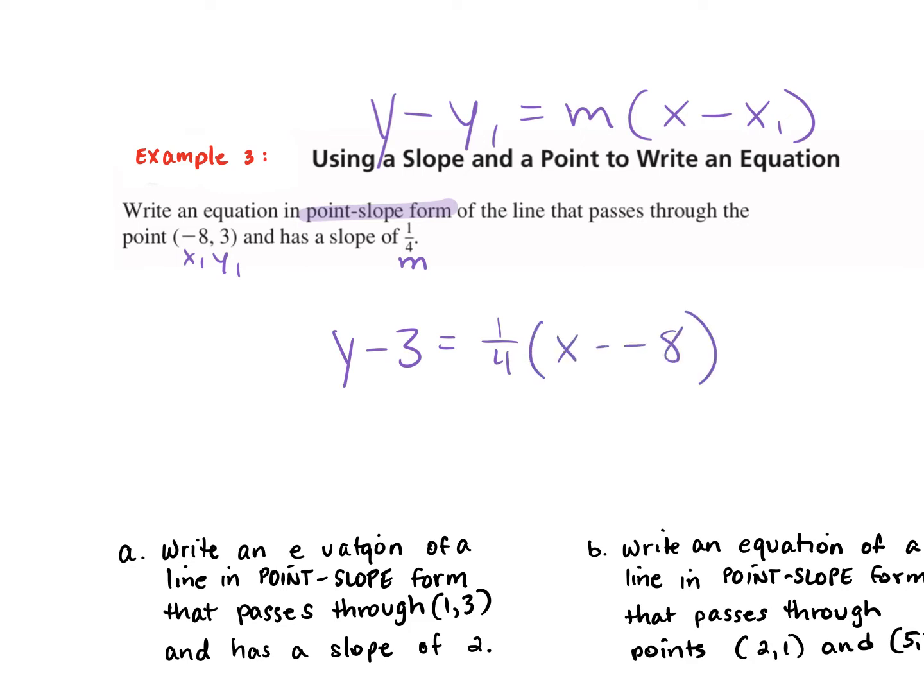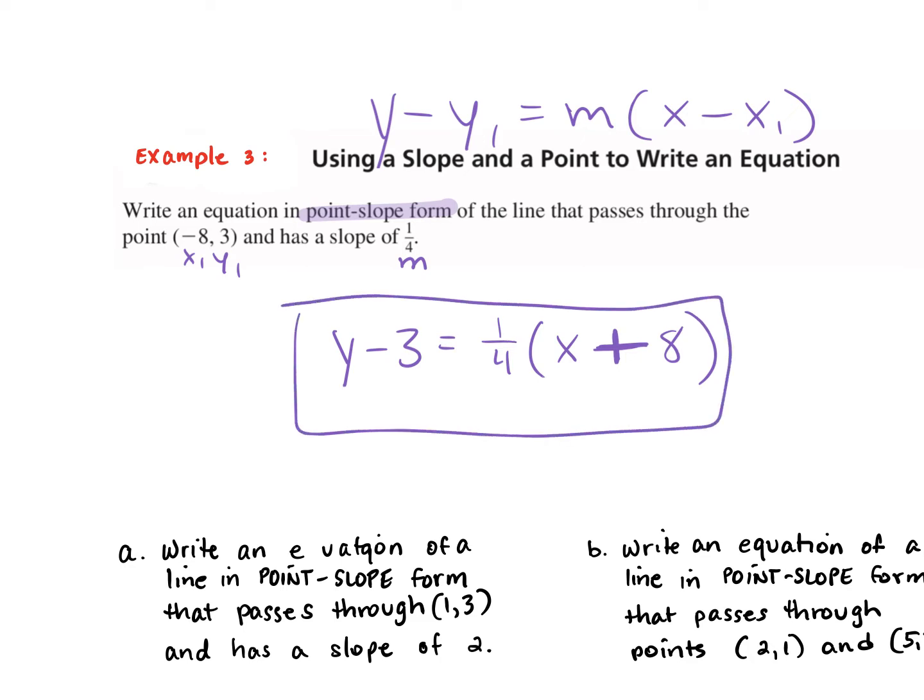What happens when I have a minus negative? Becomes a plus. So if you have a minus negative number, you turn it into a plus. And that is my equation.